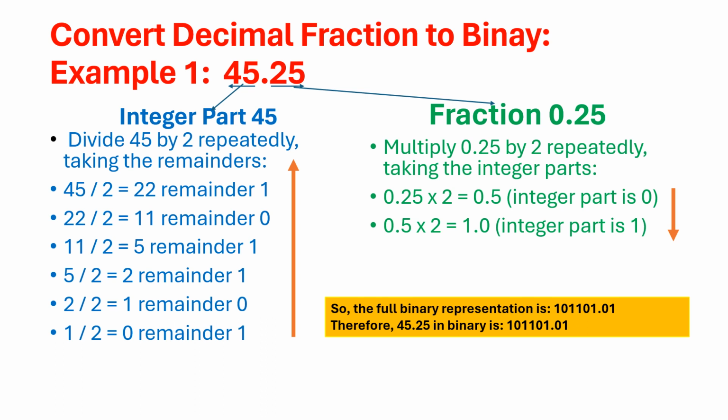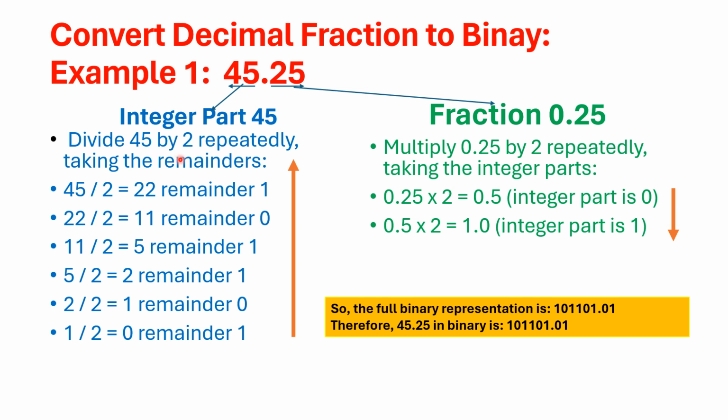The decimal number is partitioned into two segments. The first part is an integer, specifically the number 45, which is located left of the decimal point. The second part is the fraction, which is located to the right of the decimal point. Firstly, we convert the integer part 45 into binary. For this purpose, we perform the division operation of 45 divided by 2.